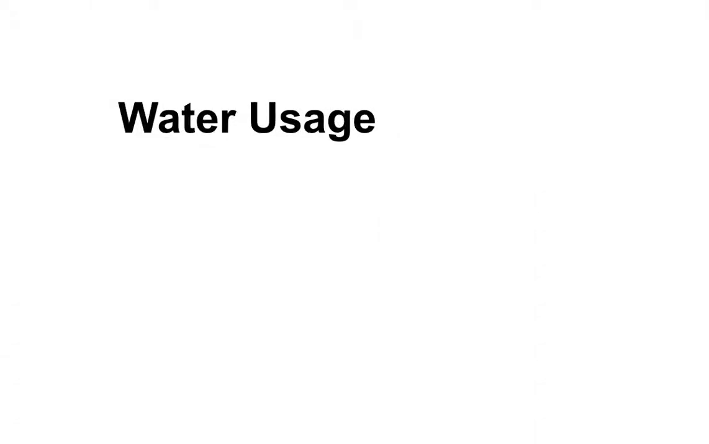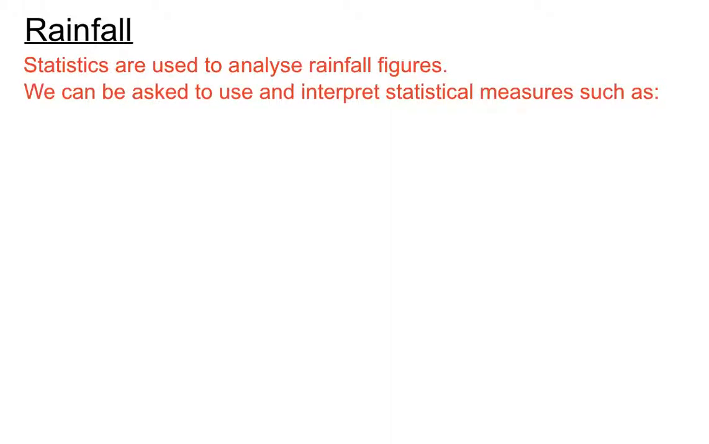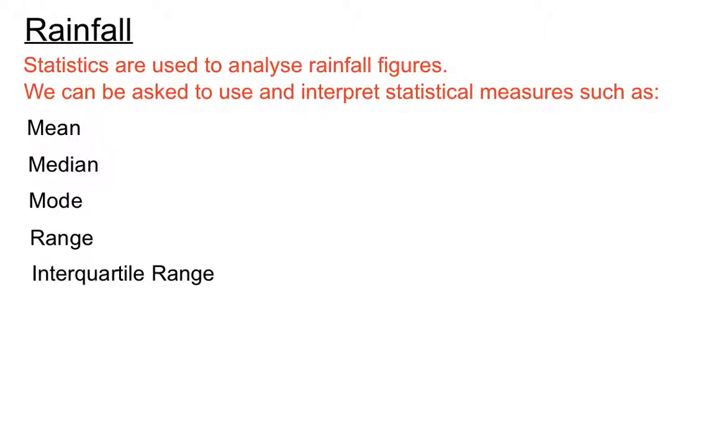G'day. This is a water usage video, and the particular aspect of water usage we're having a look at today is rainfall. Statistics are used to analyze rainfall figures, and we can be asked to use statistics to interpret measures such as the mean, the median, the mode, the range, and the interquartile range.